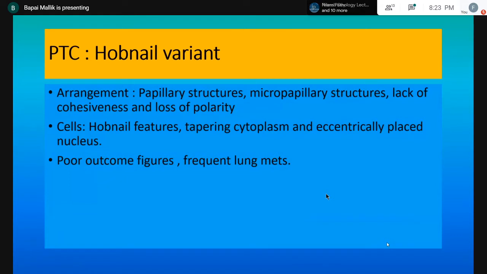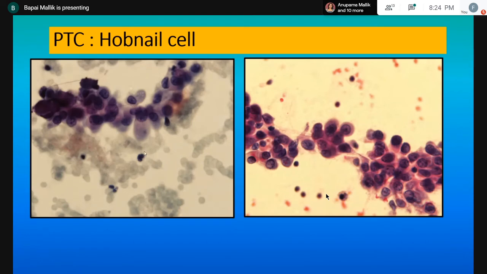The next variant is the hobnail variant of papillary thyroid carcinoma. The cells are arranged in papillary structures. You can have micropapillary structures which lack cohesiveness, and there is a loss of polarity. The cells have hobnail features with tapering cytoplasm and eccentrically placed nuclei. These tumors are important to pick up, because they have very poor outcomes and frequently metastasize to the lung. So it's quite possible that you may be aspirating a lung metastasis from a hobnail cell variant of papillary thyroid carcinoma. And this is a representation of these hobnail cells. You see the cells over here, and they're just hobnailing out, like you see in some histopathology sections.